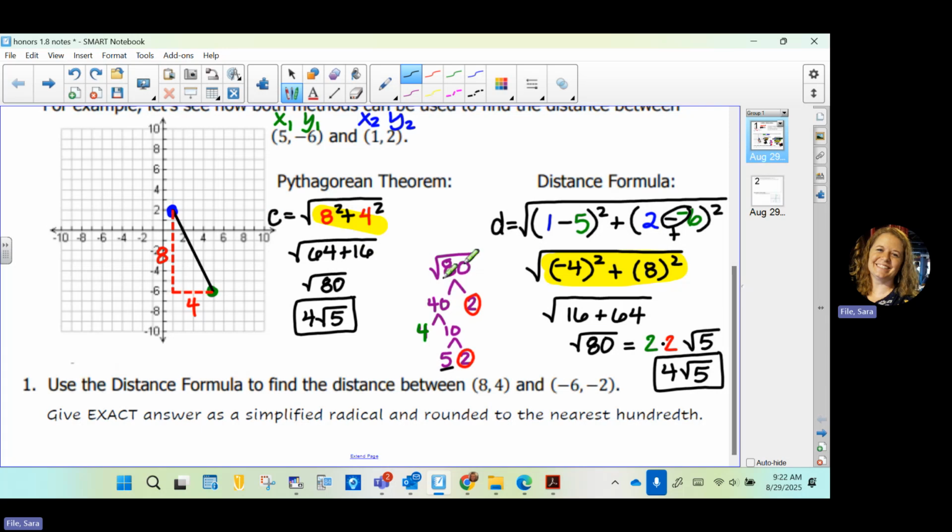to find the distance. Now, these instructions tell us to find the exact answer as a simplified radical and give a rounded answer to the nearest hundredth. So we're going to have our answer in 2 formats. Okay, so we're going to give the exact simplified radical and we're going to round. Simplified radical and the rounded value.